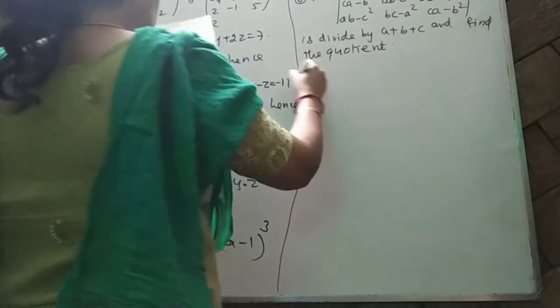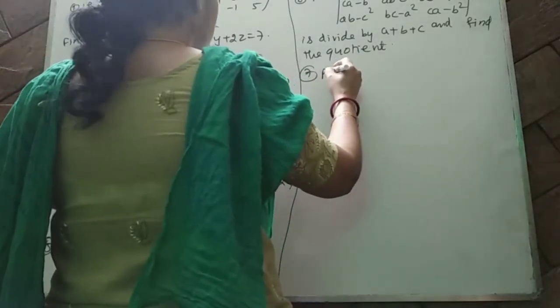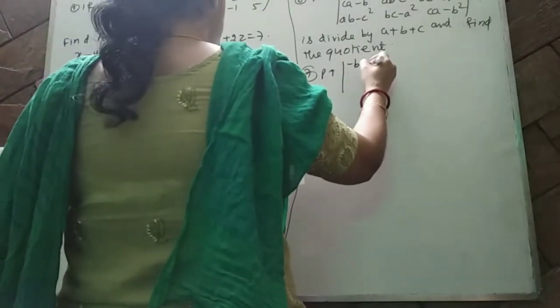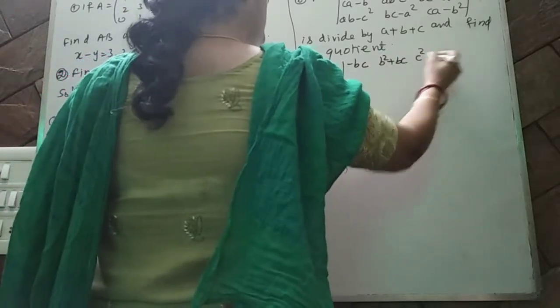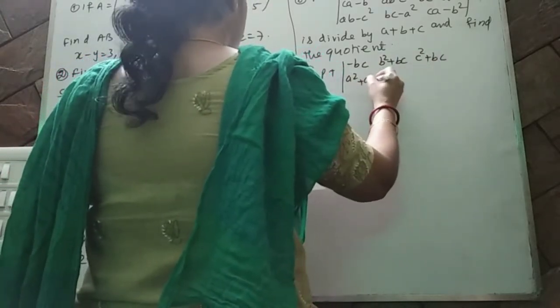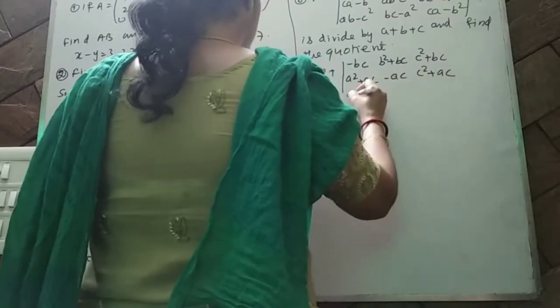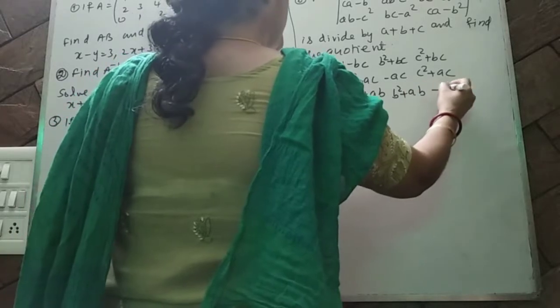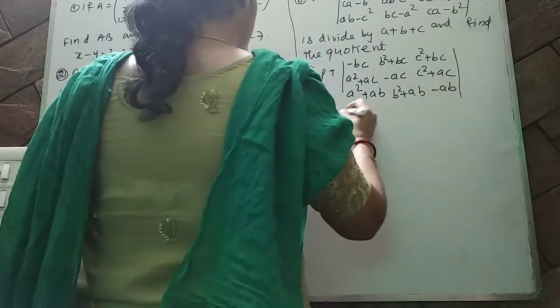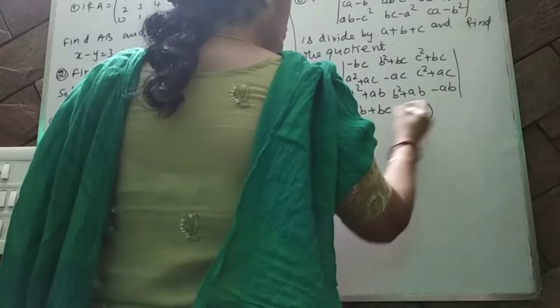Now question number 7. Prove, using properties of determinant, that the determinant with rows [-BC, B² + BC, C² + BC], [A² + AC, -AC, C² + AC], [A² + AB, B² + AB, -AB] is equal to (AB + BC + CA) whole cube. These are all repeated questions.